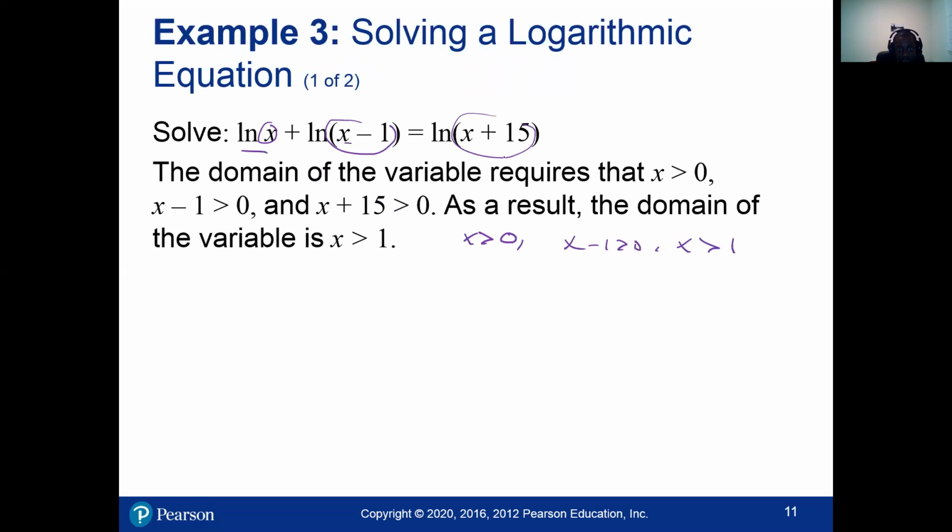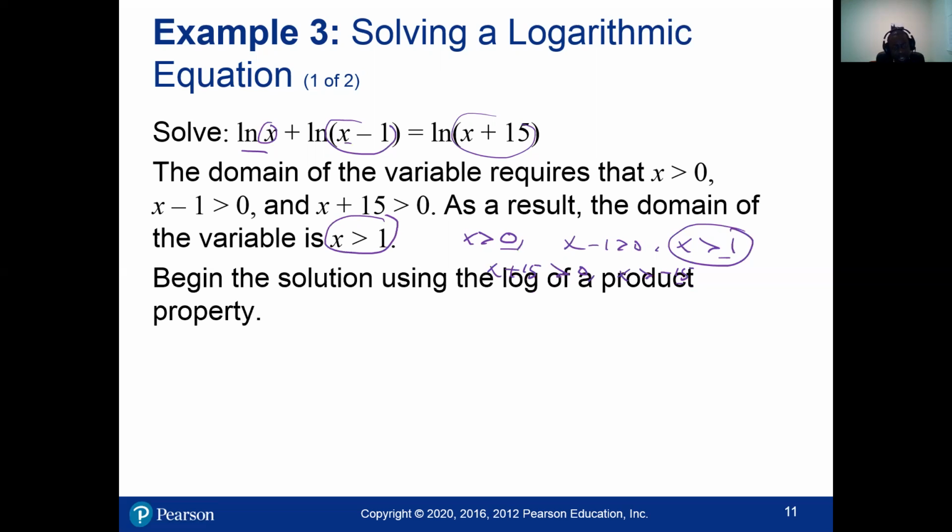And the last one, x plus 15 greater than 0, gives x greater than negative 15. Which of these satisfies all three? This is greater than 0, this is greater than 1, this is greater than negative 15. When x is greater than 1, it satisfies all three. So the variable x must satisfy this restriction, and that's the domain. All right, so we begin the solution first.